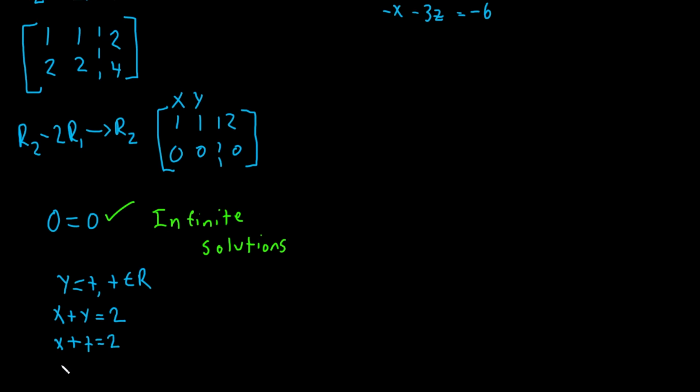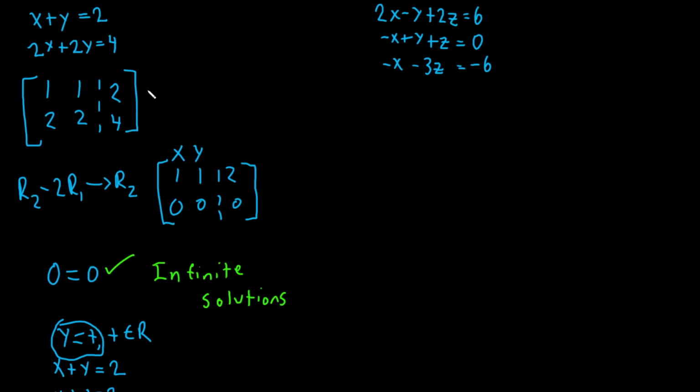So now we can solve for x. X is equal to 2 minus t. And any real number t will satisfy this system of equations. So these are the solutions to this system of equations. And there are infinite solutions because we can use any real number t and use these two equations, and it will satisfy this system of equations.